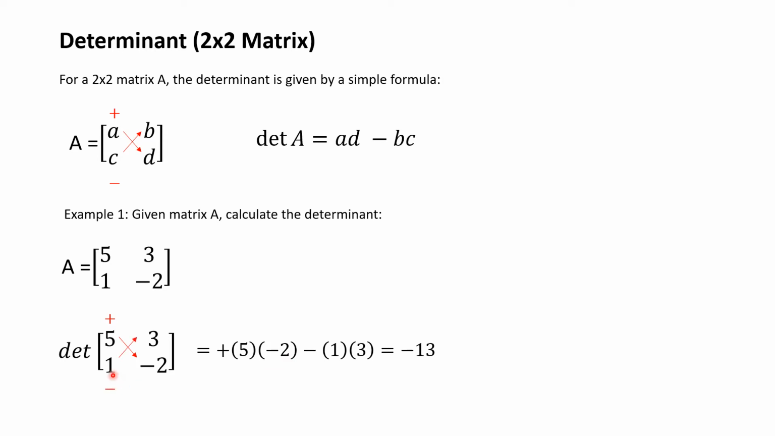And then we need to multiply 1 times 3. And because it's an upward sloping diagonal, we assign a negative value. Therefore, negative 1 times 3. Negative 10 minus 3 is equal to negative 13. And that's the determinant for this matrix. This formula can be used for any 2x2 matrix, and it's a simple and quick way of calculating the determinant.